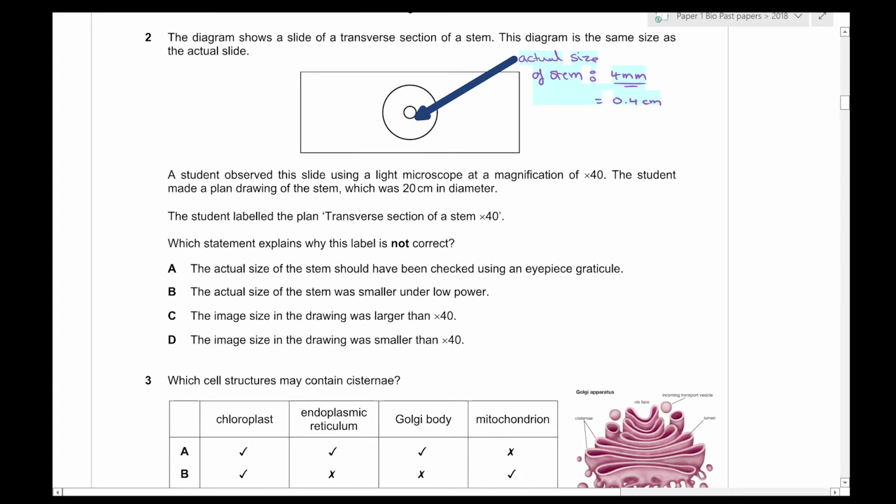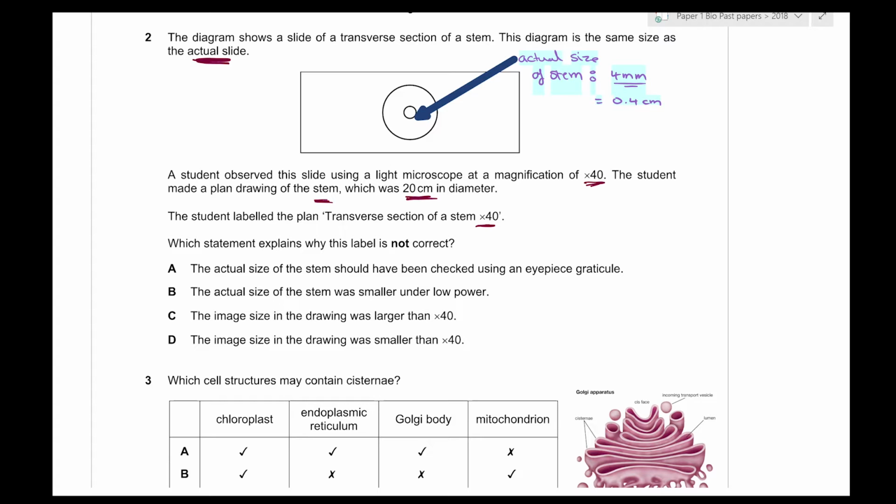Question number 2. The diagram shows a slide of transverse section of a stem. This diagram is the same as the actual size. Now, this is very important. A student observed the slide using a light microscope at a magnification of 40. The student made a plan drawing of the stem, which was 20 centimeters in diameter. So here we have the magnification and the actual size. The student labeled the plan transverse section of a stem 40. Which statement explains why this label is not correct?